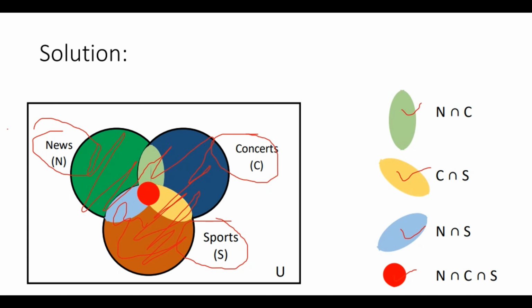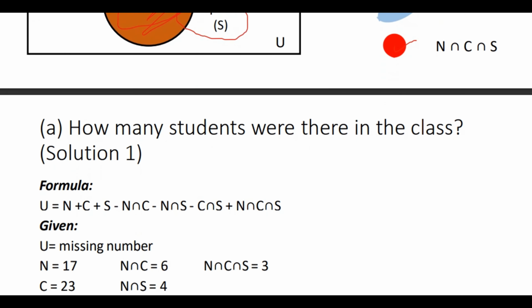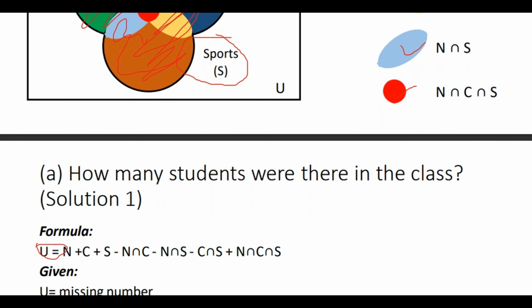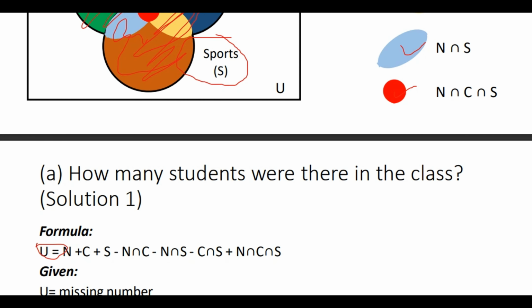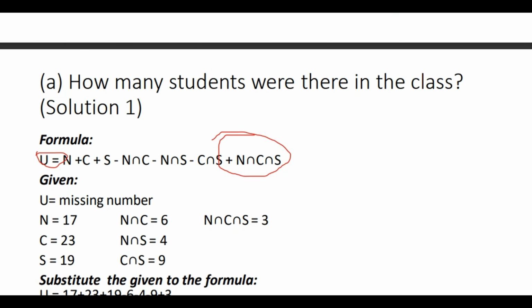Since our formula to get the union needs the total of this figure to be covered, that's why we need the figure for news intersection concert intersection sports to add this one, giving us the formula to get U. We need to add N, C, and S, subtracted by their intersections, which are N intersection C minus N intersection S minus C intersection S. Then additionally, we add the intersection of the 3, N intersection C intersection S, since that will be a hollowed part. So that will be our formula for this type of Venn diagram problem.